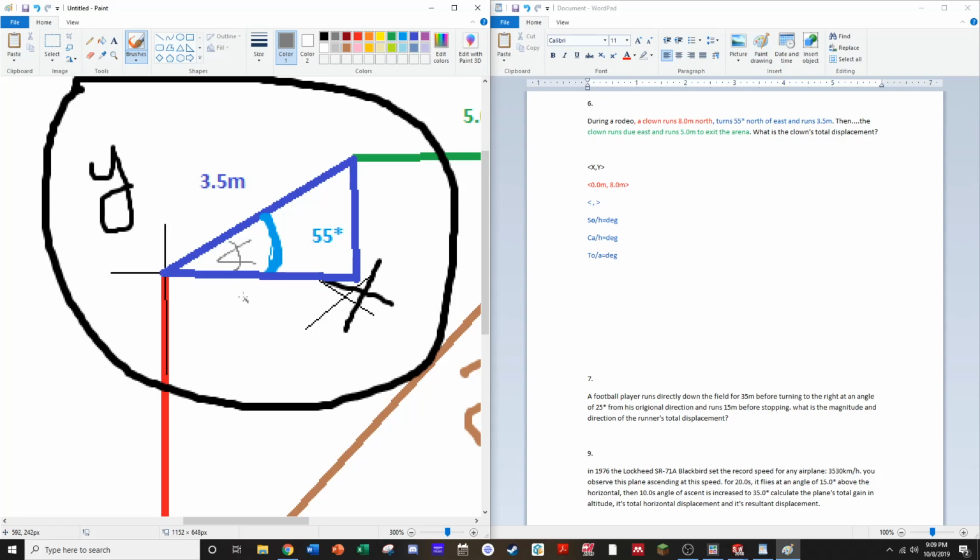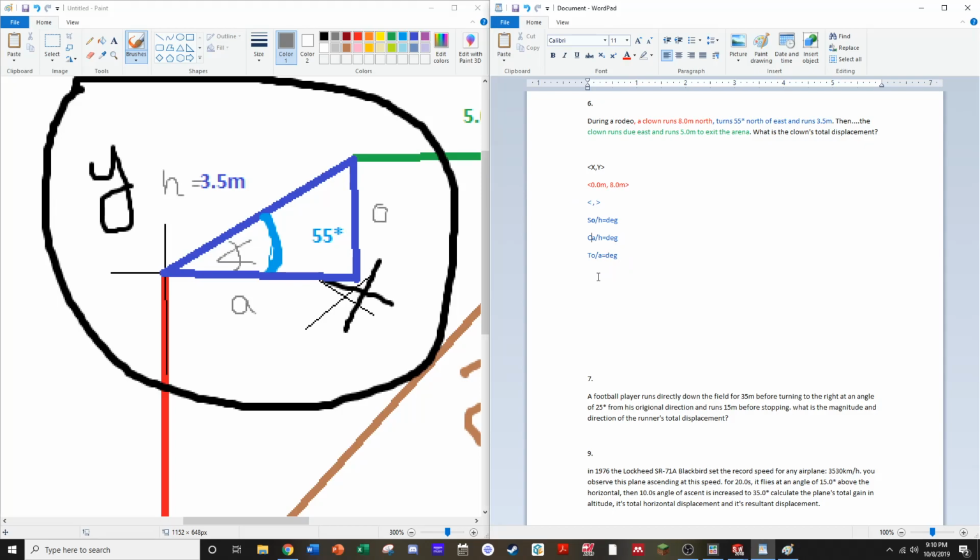So this line here is adjacent to our angle. So that's adjacent. This is our hypotenuse because it's the longest one. And then this is our opposite side because it's opposite of the angle. So keep that in mind. So we need to figure out the x and the y.